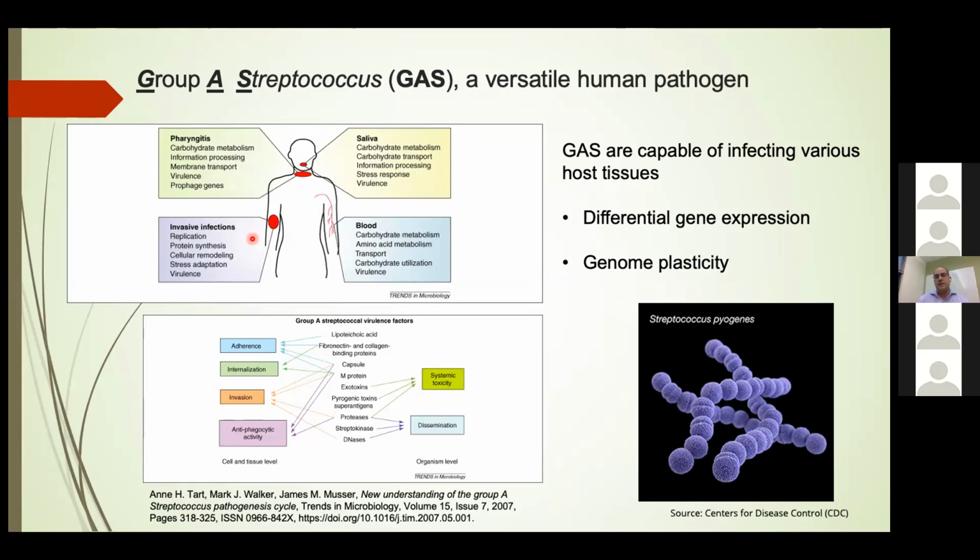And the way it is able to colonize all these tissue sites is by the expression of a multitude of virulence factors. And these are differentially expressed across GAS serotypes. Also, different GAS serotypes have different combinations and alleles of these virulence factors. So both this differential gene expression and genoplasticity of group A strep, which includes the incorporation of mobile genetic elements, is what contributes to its versatility as a human pathogen.